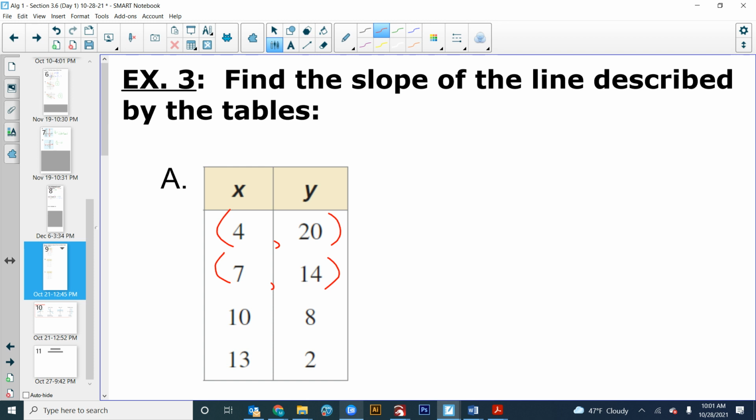Yes? Yeah. So you might call this one x1, y1, and call this x2, y2, until you do 14 minus 20, y2 minus y1, over 7 minus 4. Have a good day, guys. You too. -6 over 3. Come on. What's -6 over 3? -2. You could have picked any of these 2 points, any 2, and you'll get the right slope. Make sense?